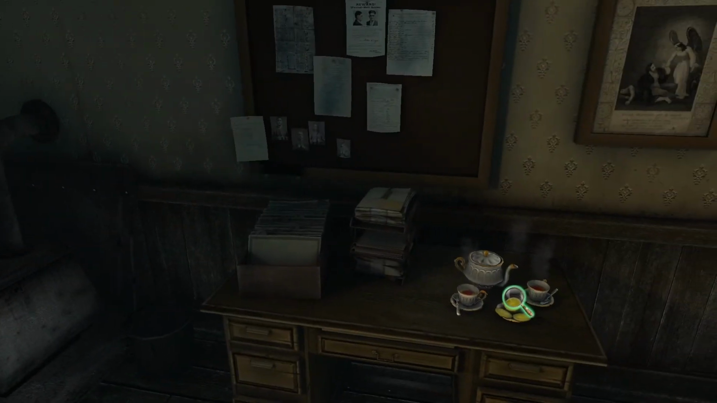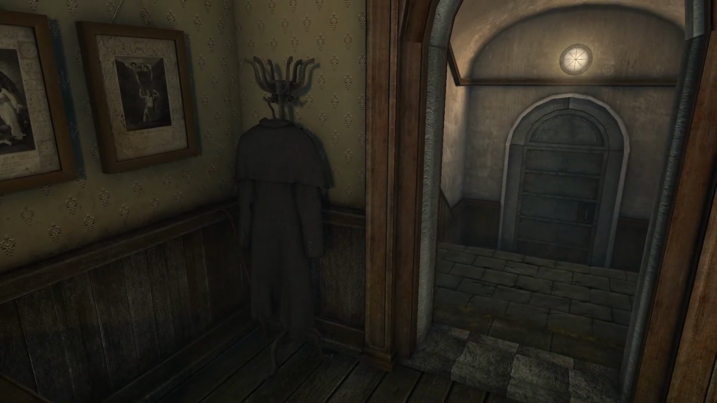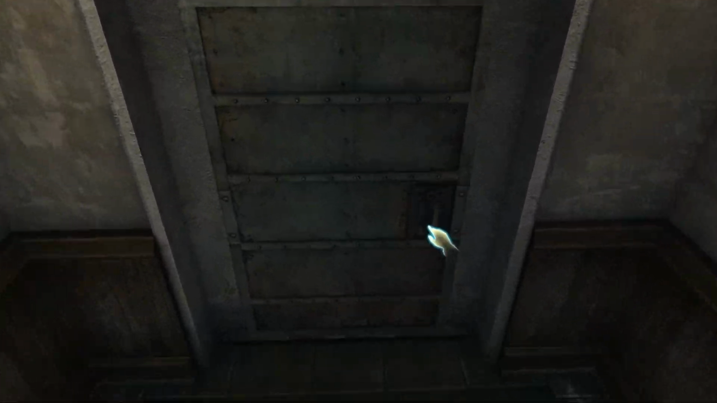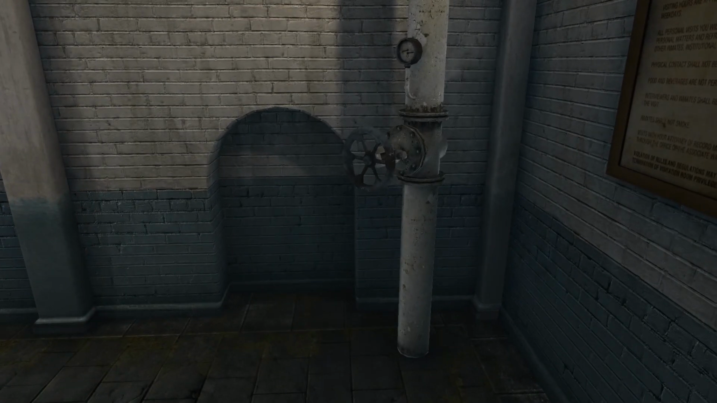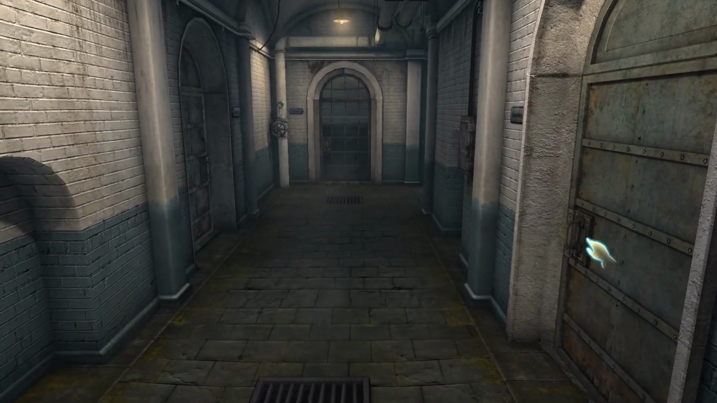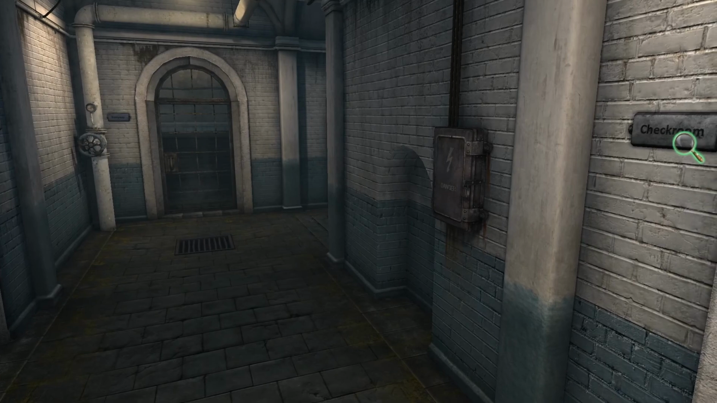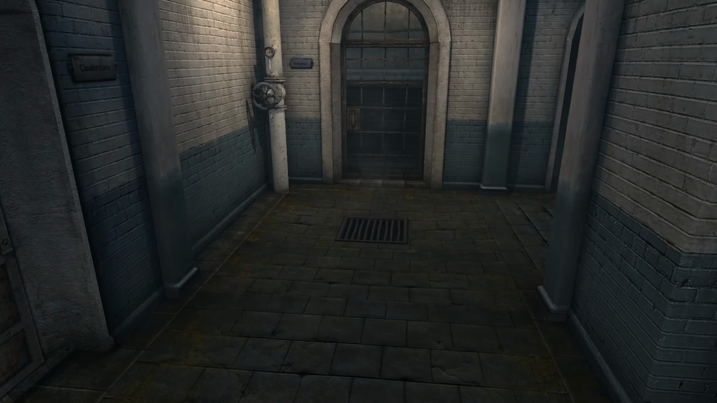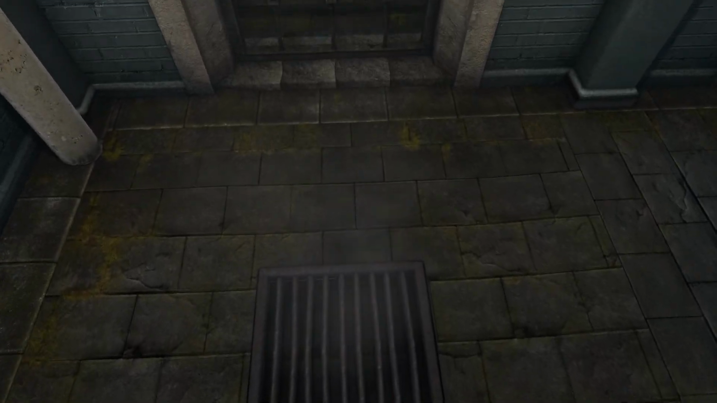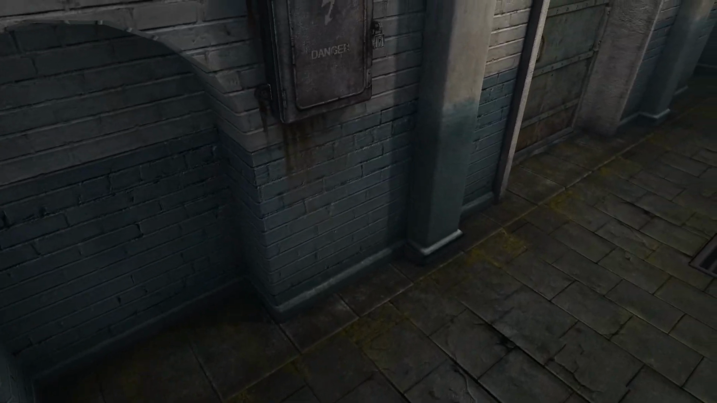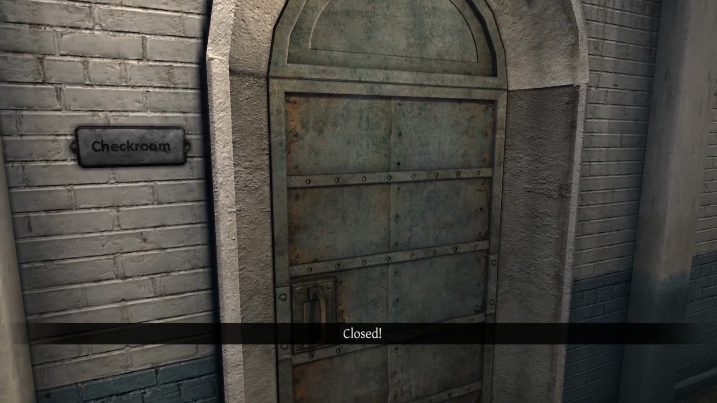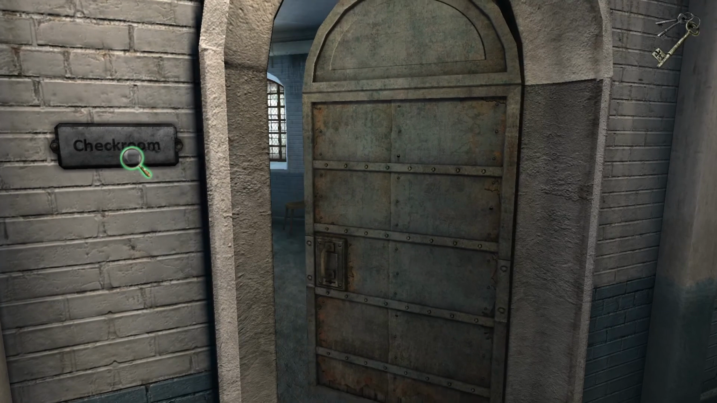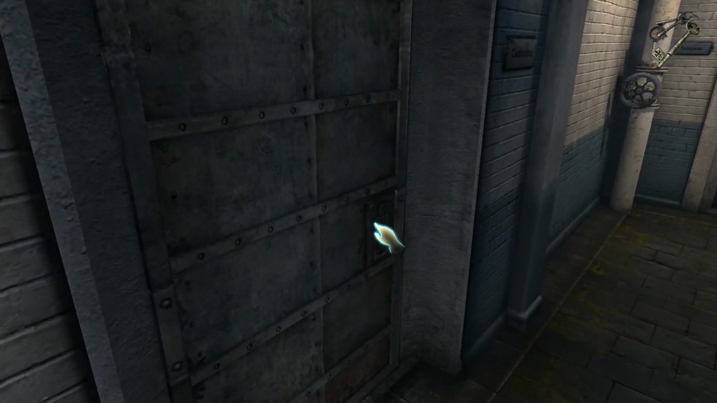She lost the key, but where? That is the check room, and that's closed. Okay, that is closed. Can I see anything in here? No. Well, first things first, let's go to the cloak room and... Closed. Do I have the key? Yes. Actually, I'm... Closed. Nope.